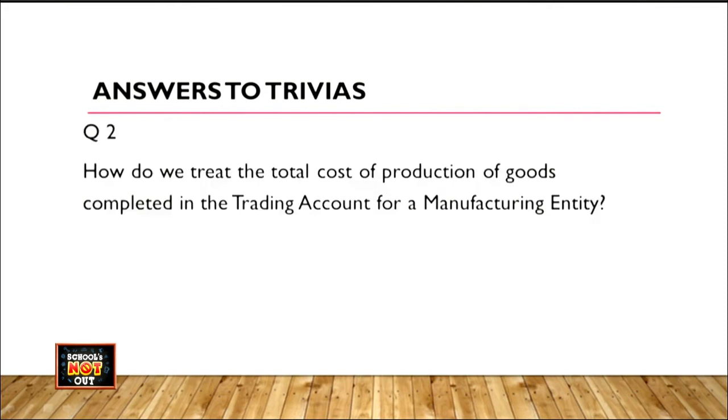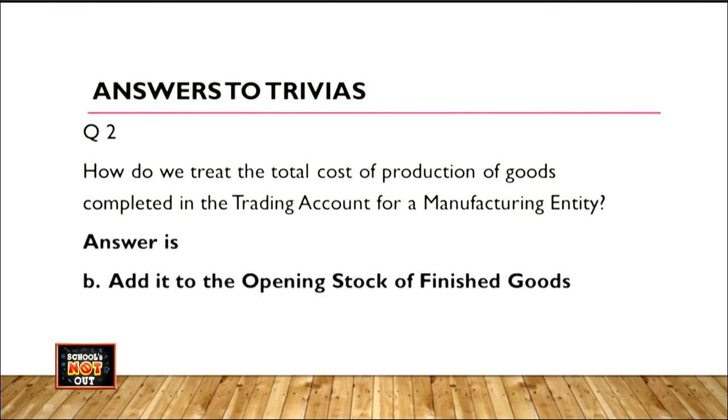Then the second question was, how do we treat the total cost of production of goods completed in the trading account for a manufacturing entity? How do we do that, students? The answer is we add it to the opening stock of finished goods. The selection was B.